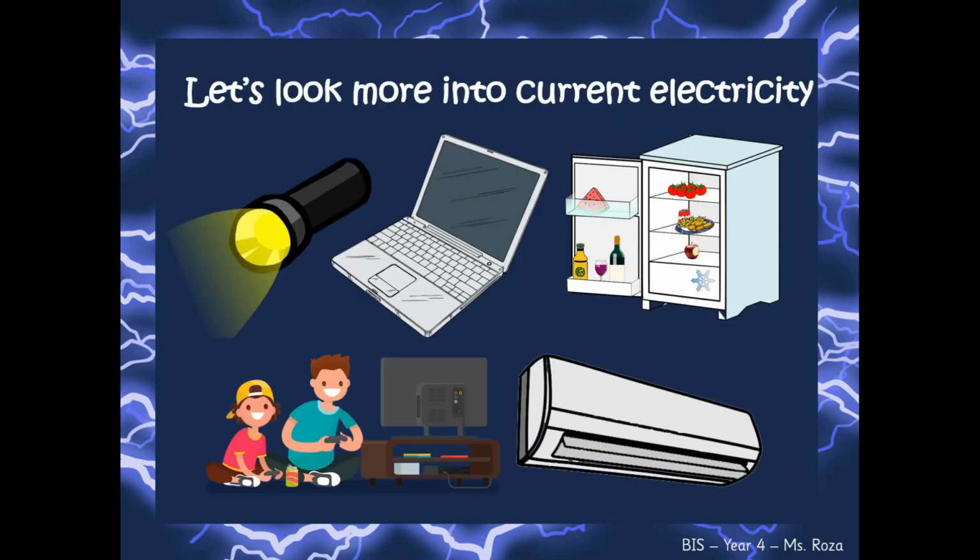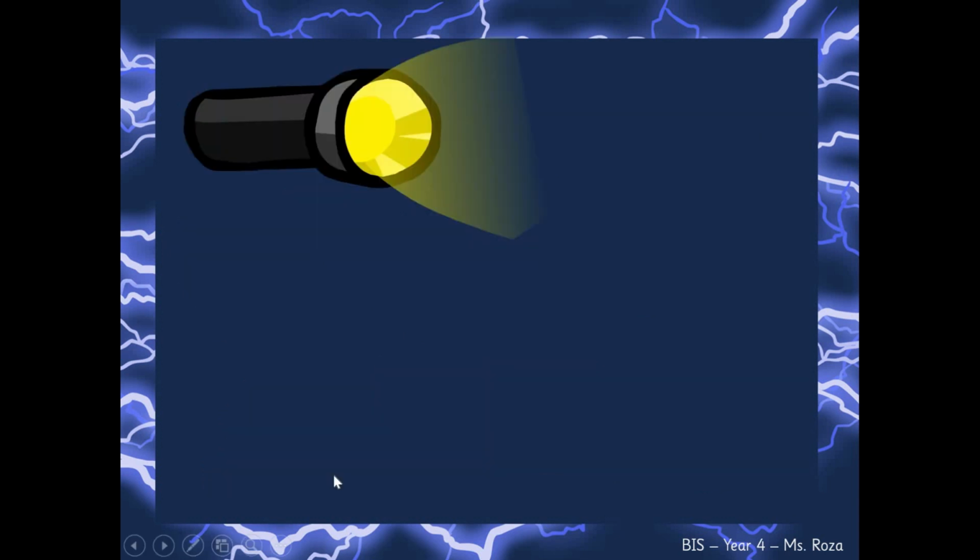Okay, let's look more into current electricity now. Your flashlight, laptop, fridge, video games, these things all work because of current electricity. And to understand current electricity better, we will look into the simplest example we have here, which is this torch or flashlight. Flashlight and torch both have the same meaning. How do you think this torch works?